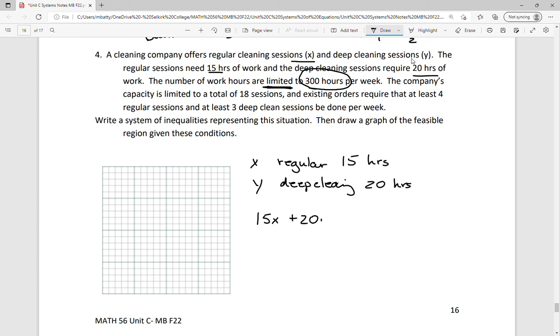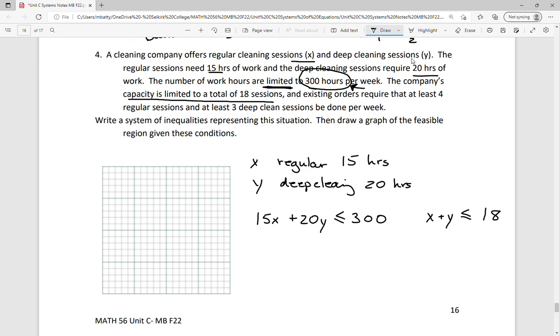And 20 times Y is how many hours are devoted to the deep cleaning sessions. That has to be less than or equal to 300 hours, right? This is the constraint. This is the limitation. The other thing that it says is the capacity is limited to a total of 18 sessions. So X plus Y has to be less than or equal to 18, right? We have two different constraints here, right?